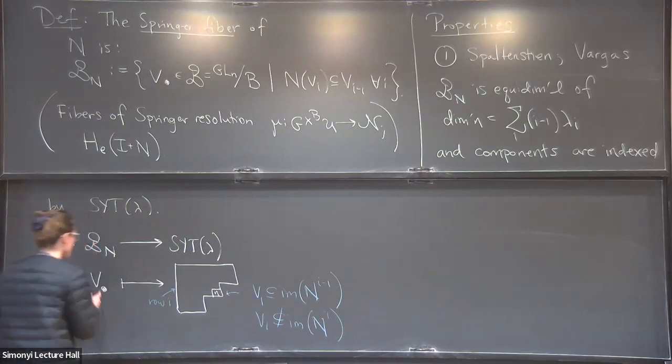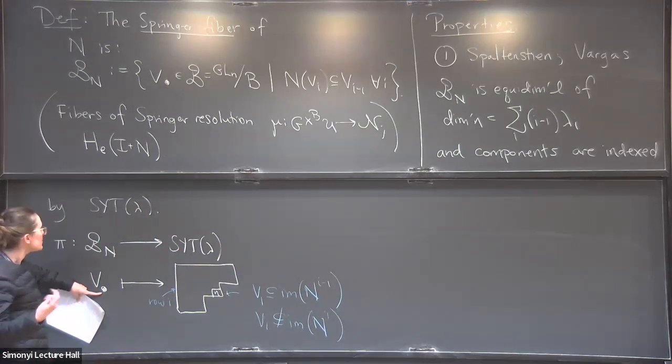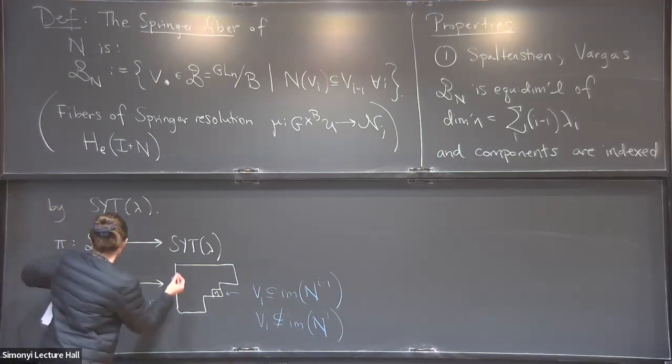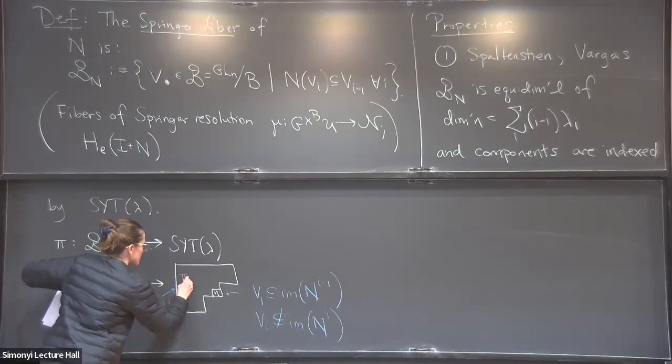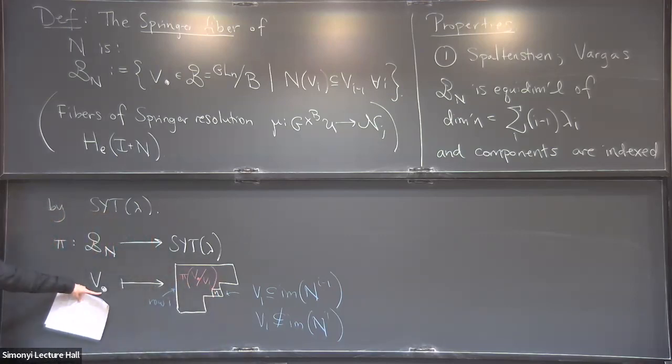And then if you give me your flag, what's a reasonable way to get a flag in a flag variety of one dimension smaller? Well, one reasonable way is to take every subspace in my flag and mod out by V1. Okay, so then this tableau will be the thing you get when you apply pi to the smaller flag where I mod out by V1. But I need to identify a basis of C^n mod V1. Yeah.